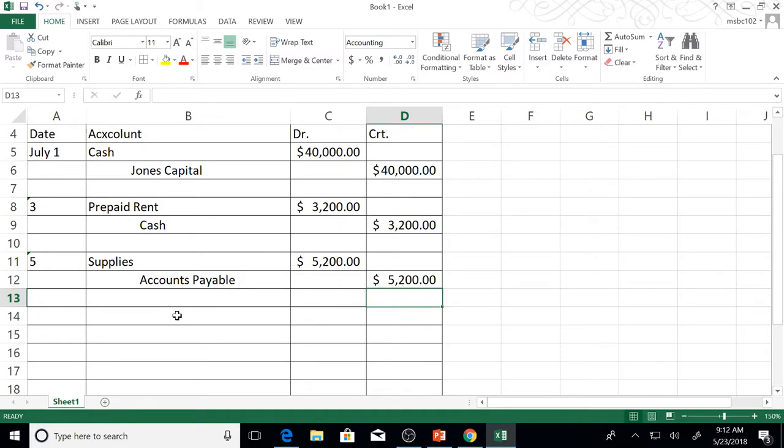Is it the normal balance? Yes, it's where it's supposed to be. And is it the normal balance? Yes, that's where it's supposed to be. Okay? All right, we go to the next transaction.